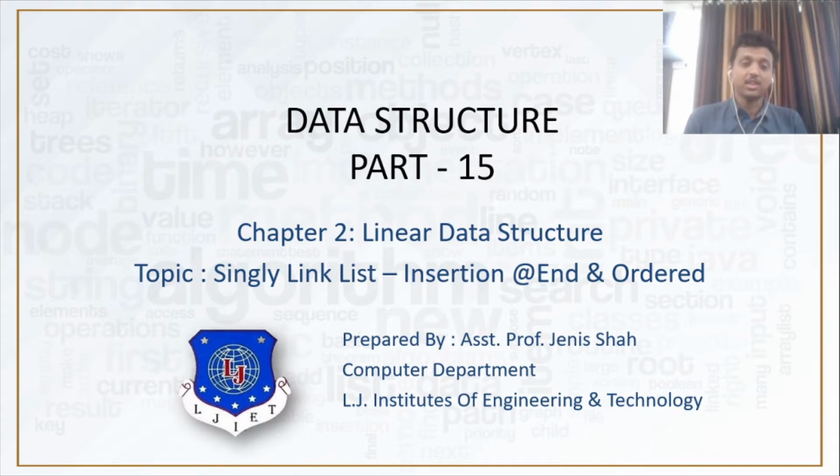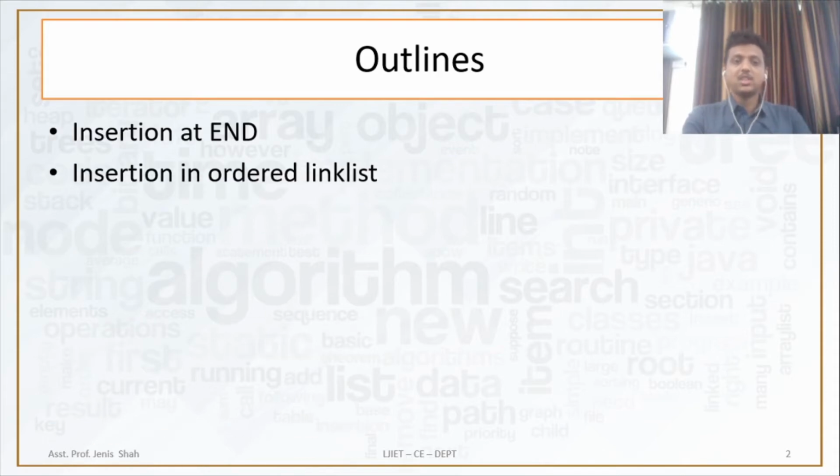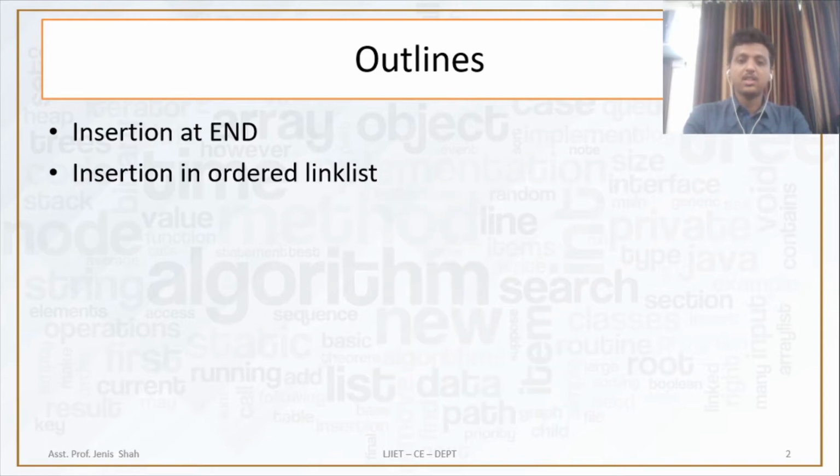In today's lecture, we're talking about the insertion in single linked list. There are two different algorithms for that. The first one is insertion at the end, and the second one is insertion in ordered linked list. So let's begin. Outlines of today's lecture: insertion at end and insertion in ordered linked list. Okay, fine. So let's start with the first algorithm, insertion at end.